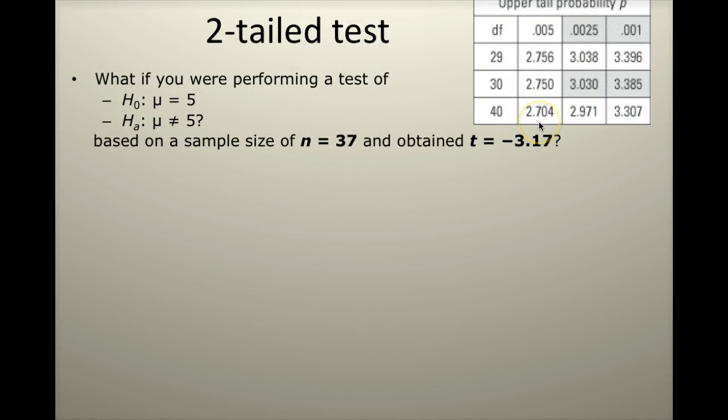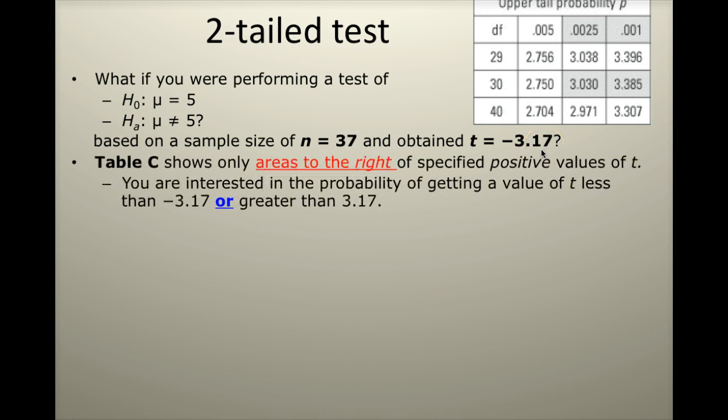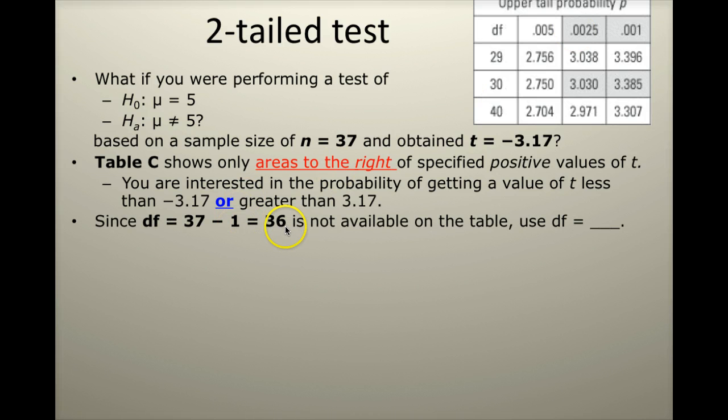Now let me show you what it looks like if it's two-sided. Notice we have the same problem, except we have a two-sided alternative. Our sample size has changed to 37, and we obtained a test statistic of a negative 3.17. Now notice, this being two-sided, Table C only shows the upper tail probability, meaning areas to the right. Now my degrees of freedom in this case is 37 minus 1, which is 36. And notice that 36 is not an available degrees of freedom, so I actually need to use 30.